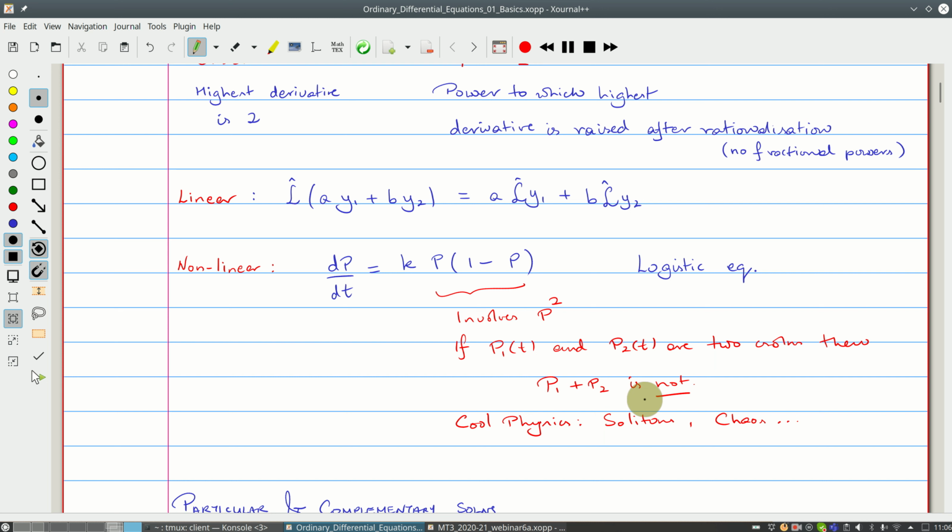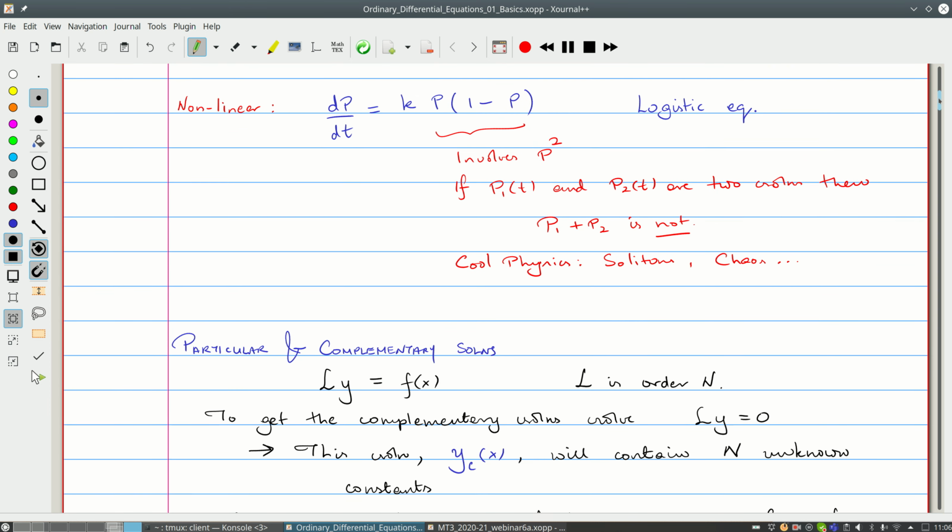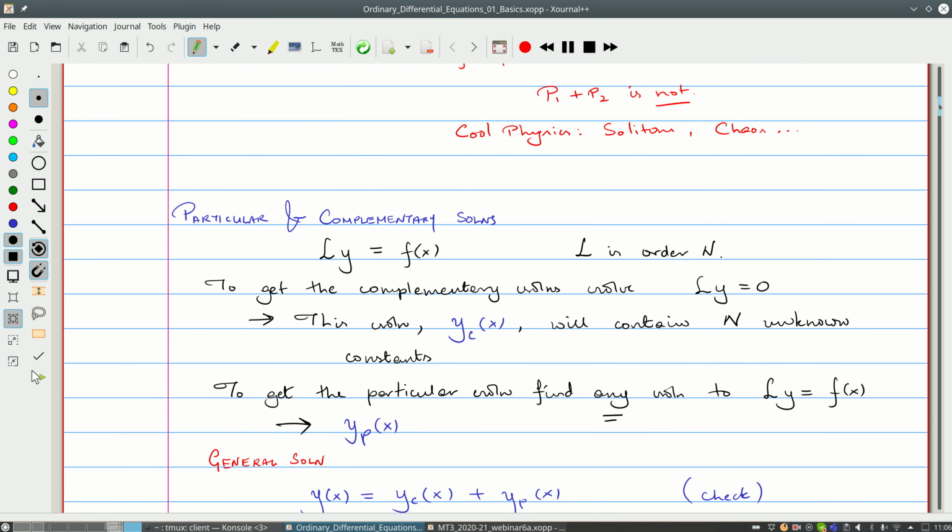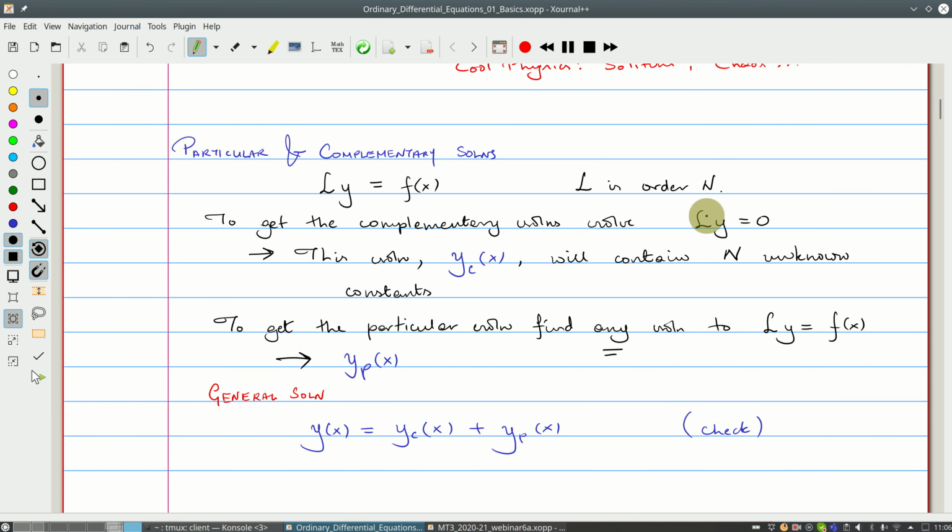You can get chaos, you can get solitons, there's all kinds of nice stuff happening in there. Anybody dealing with plasmas will be dealing with nonlinear differential equations. Anyone dealing with what happens when you have strong magnetic fields, as in the sun or in a star which has exploded, will have nonlinearity in all these systems. But we won't be dealing with nonlinear systems except just briefly in this particular part of our course.